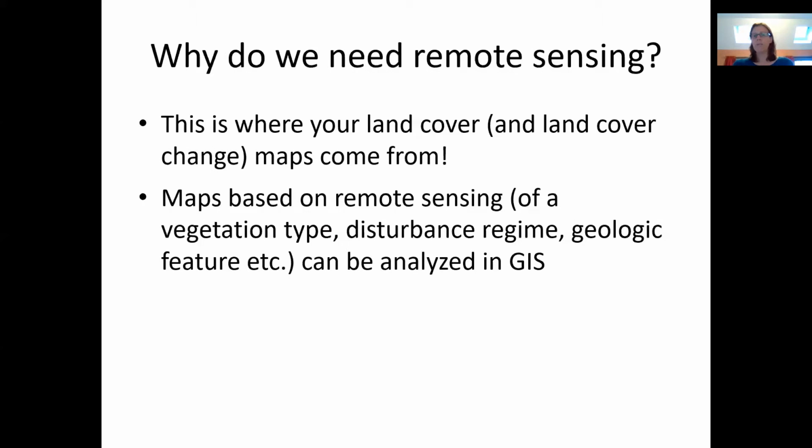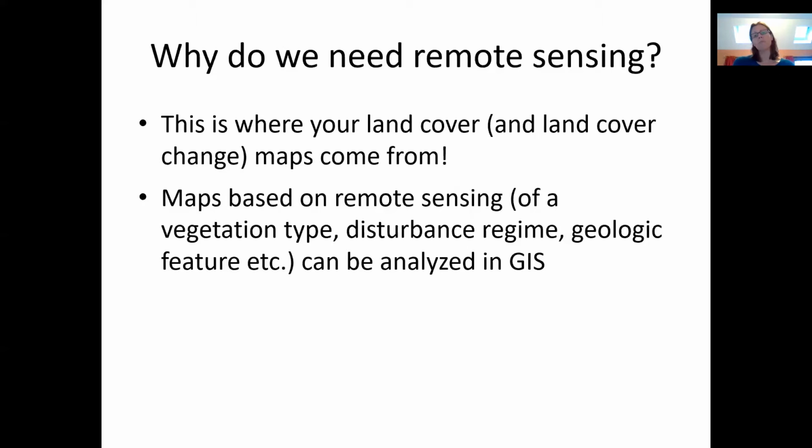So why do we even talk about remote sensing? Well, remote sensing is a source of a lot of different data that you might be using. So any land cover maps that you would be using, land cover change maps, maps of vegetation type, maps of geology. A lot of times those are coming from satellite data that people have processed and analyzed to create this product for you. And so anytime you have a map, right, a satellite product, that is something that you can pull into GIS and use.